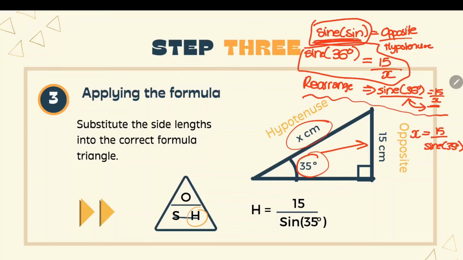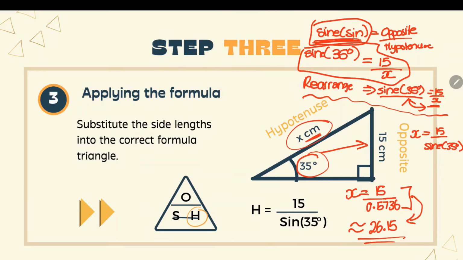Now, you have to use a calculator to plug in 15 over sine 35 degrees to get your answer. Once you've plugged that into your calculator, your answer should be something similar to this. x equals 15 over 0.5736, which is very similar to 26.15 once you solve this further, which leads to your final answer of 26.15. So, your hypotenuse length is approximately 26.15 centimeters.